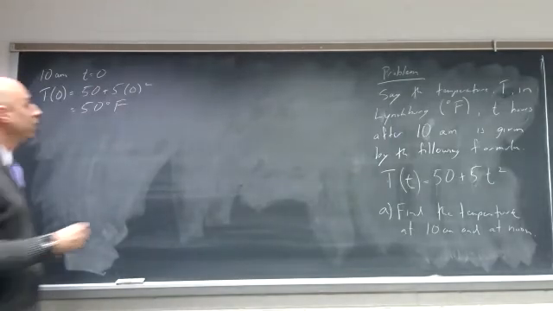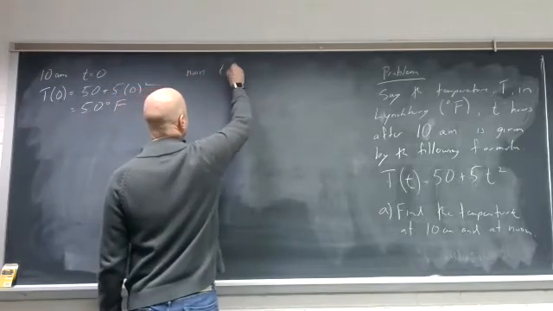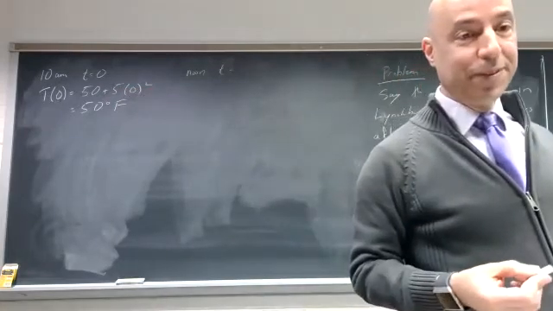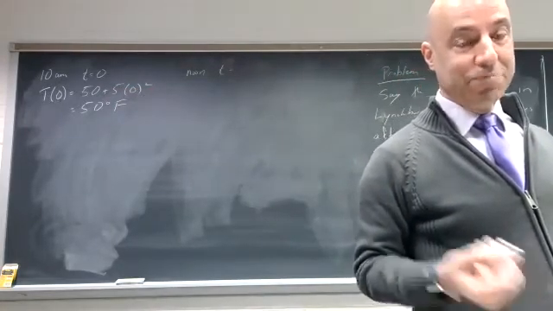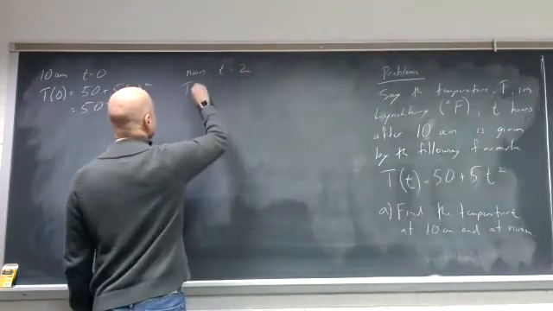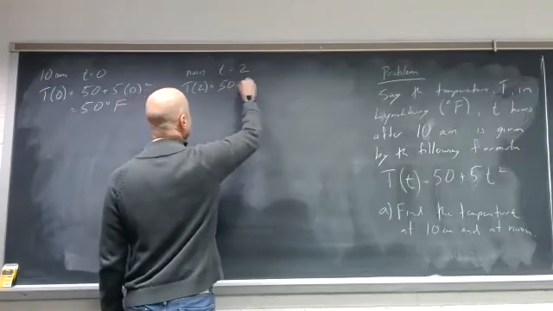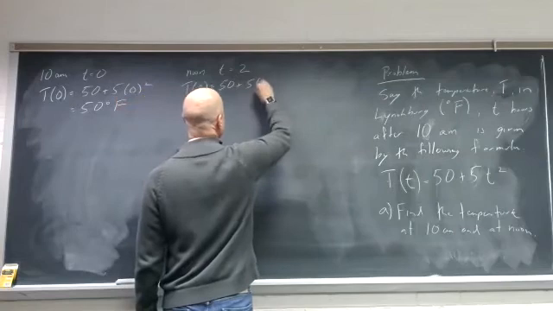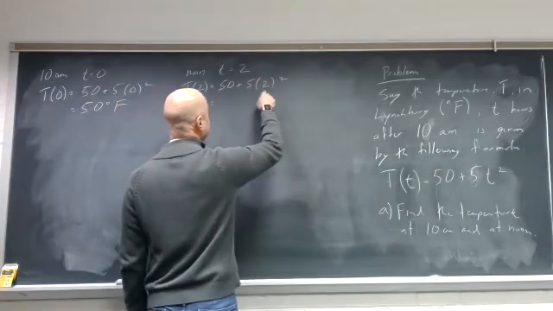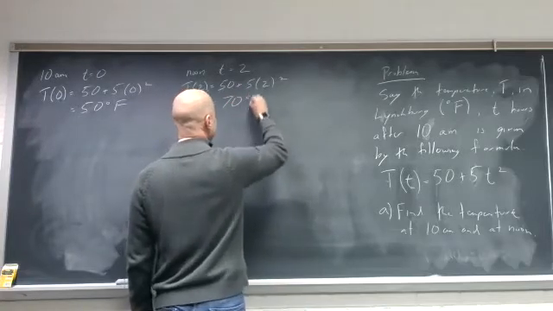And at noon, what's little t? How many hours after 10 a.m.? 2. Right, it's 2 hours after 10 a.m. T of 2 equals 50 plus 5 times t squared. That's 50 plus 5 times 4. 50 plus 20 is a lovely 70 degrees Fahrenheit.